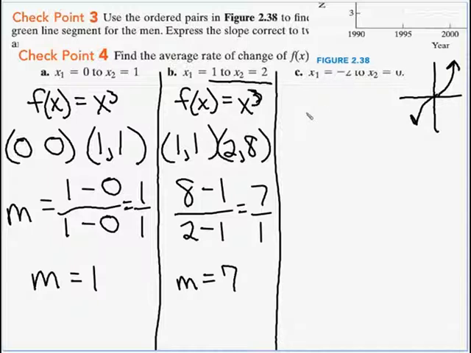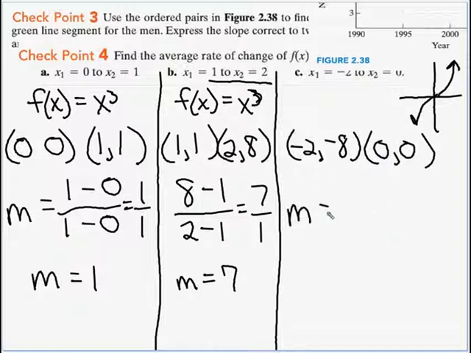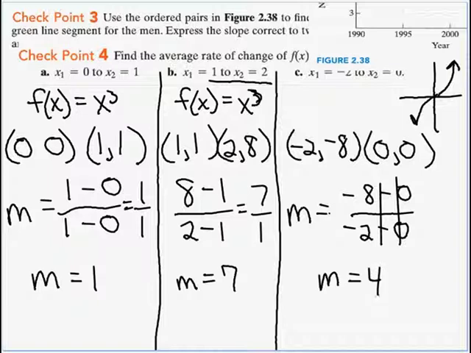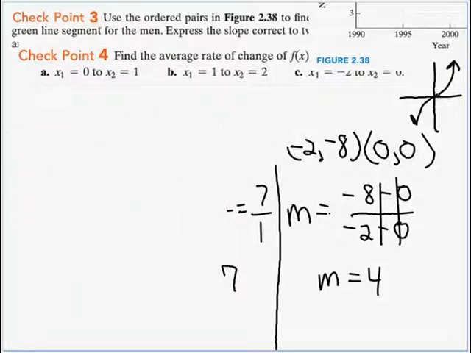Last one is negative 2 to 0. So if I plug in the negative 2 and cube it, it's going to be negative 8. And if I plug in the 0 and cube it, I get a 0. So our slope is negative 8 minus 0 over negative 2 minus 0. The zeros are meaningless. Negative 8 divided by negative 2 is positive 4. Does that make sense? Do I have a graph of that? No.